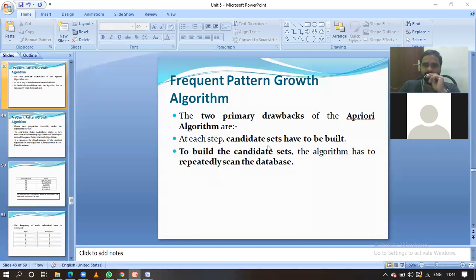These are the two disadvantages related to the Apriori algorithm. What is the first one? Candidate set: for each step we have to build the candidate set. And next, for building the candidate set we have to scan the overall database. That is the second disadvantage. These two disadvantages are eliminated in the frequent pattern growth algorithm, that is the FP growth algorithm. So Apriori and FP growth are two algorithms for finding the frequent patterns.